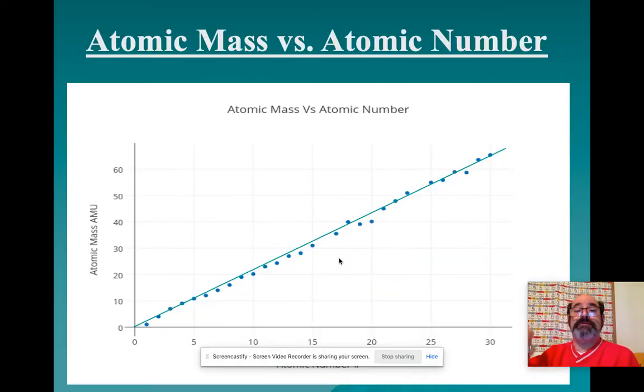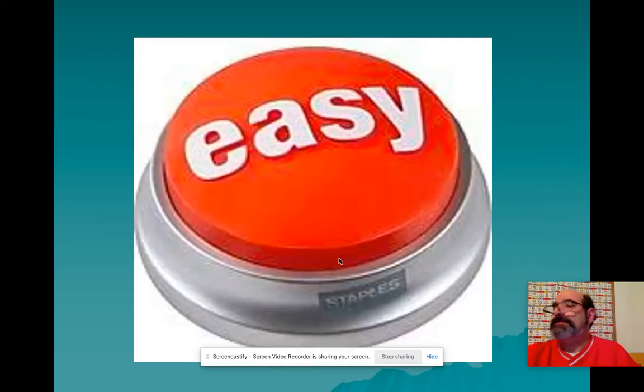Okay, so this one's easy. Atomic mass, atomic number, more protons, more neutrons, it weighs more. Makes sense. Easy, beautiful graph. That was easy. There you go.